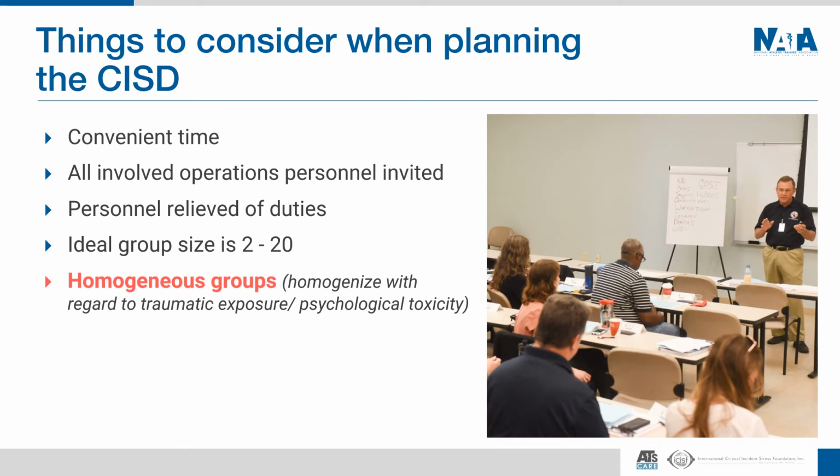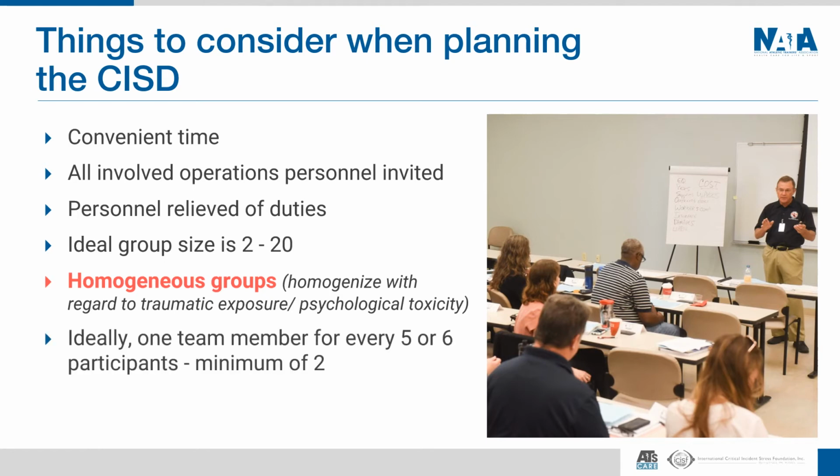The group needs to be homogeneous, okay? And they need to be homogenized with regard to traumatic exposure and psychological toxicity. And this takes some time to make sure that you plan with the supervisors or the individuals of the group for whom you are going to provide this debriefing. And you should plan to target 1 team member for every 5 or 6 participants. But it should never be less than 2, and the reasons for that we'll explain a little later.